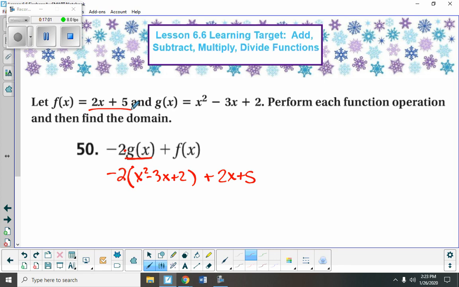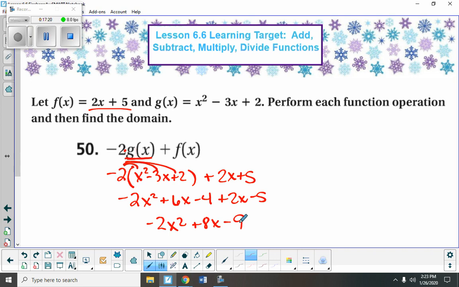So to simplify, first we have to distribute. So we have negative 2x squared plus 6x minus 4 plus 2x minus 5. And then combine like terms. So 6x plus 2x is 8x minus 9. And that is your final answer.